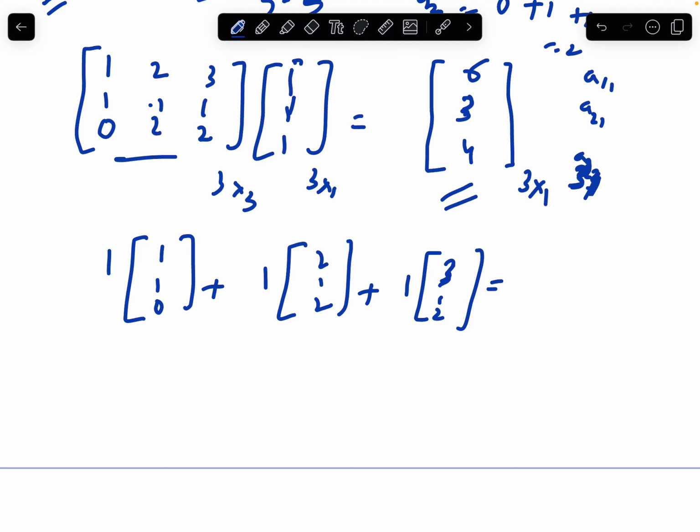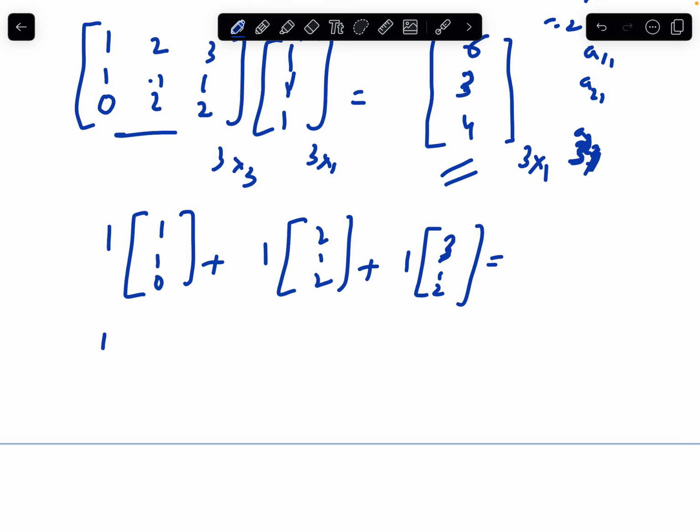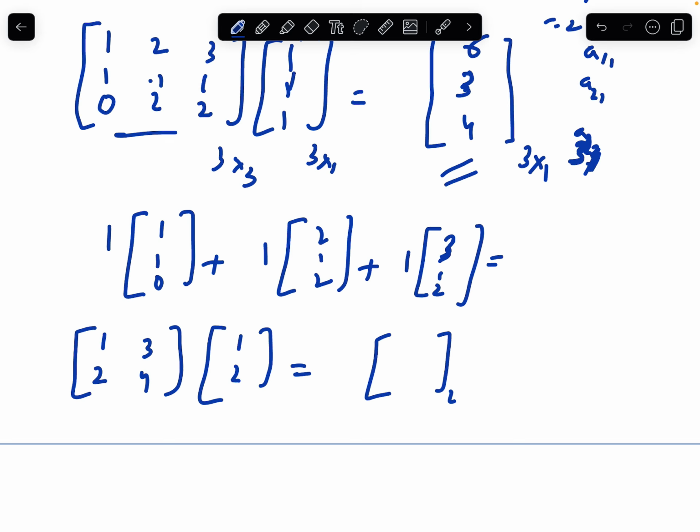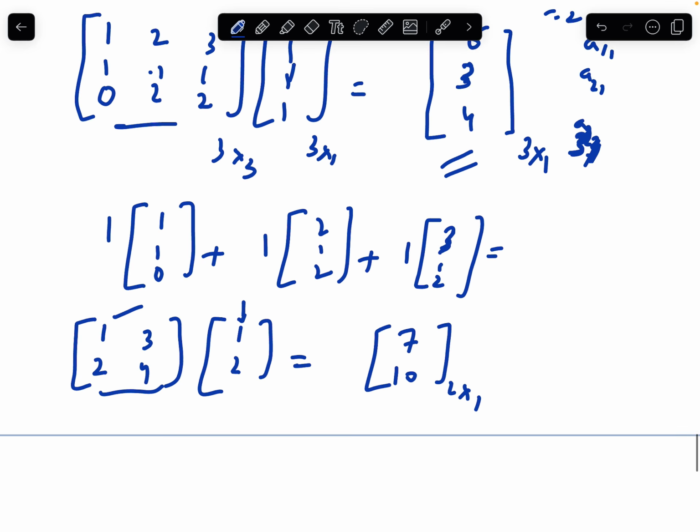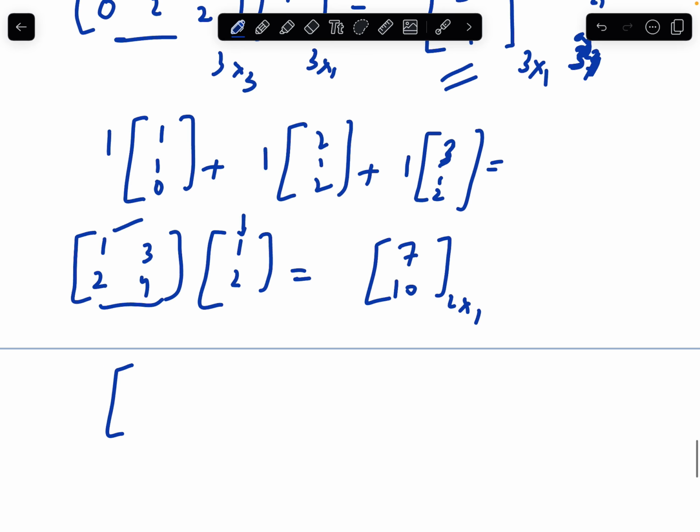Okay, let's take another example. Say 1, 2, 3, 4, and you have 1, 2. What do you get? 2 by 1. What is this entry? First row, first column. First row, first column. Multiply. Get. Similarly, here you get 2 plus 8, 10. Again, note that isn't this same as saying this? This is also same as this quantity.